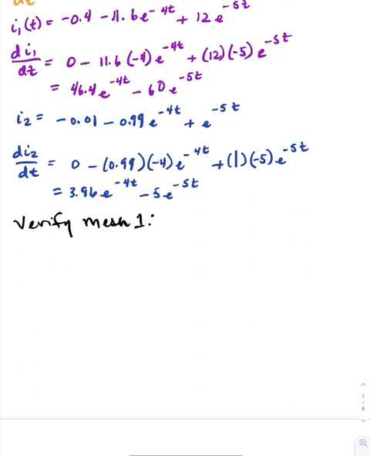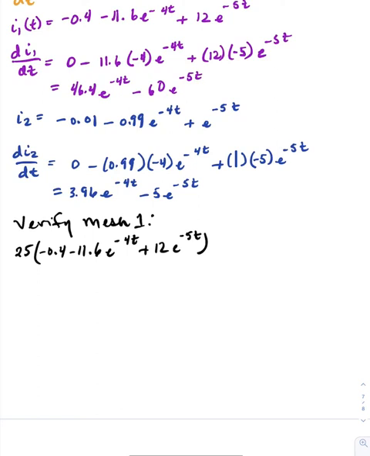So we have minus 20. Why do I have 25? Oh, it is 25. Okay. Mesh 1. So it's 25 I1. So 25, and then I1 is minus 0.4 minus 11.6 e to the minus 4t plus 12 e to the minus 5t.